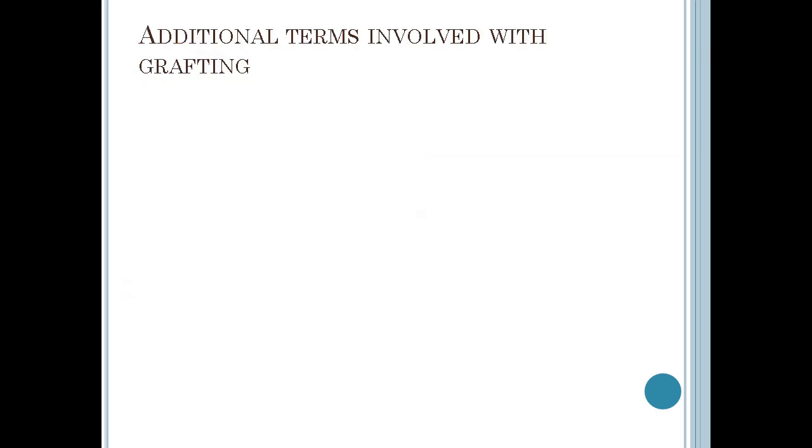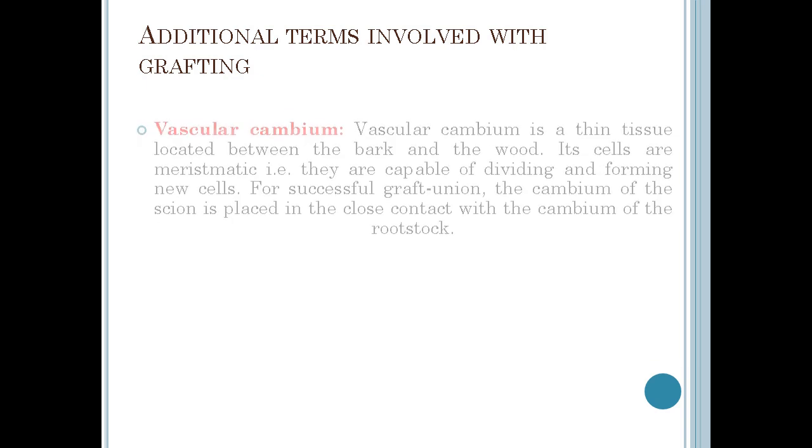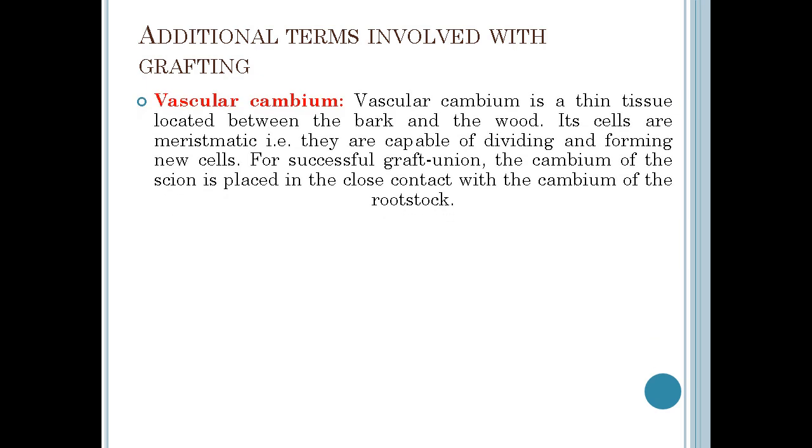Additional terms involved with grafting. Vascular cambium. Vascular cambium is a thin tissue located between the bark and the wood. Its cells are meristematic, that is, they are capable of dividing and forming new cells. For successful graft union, the cambium of the scion is placed in close contact with the cambium of the rootstock.